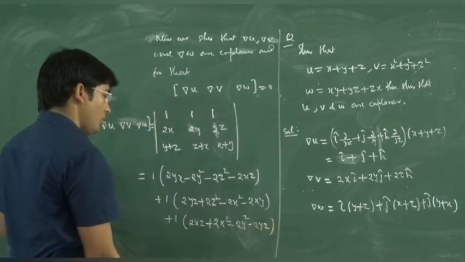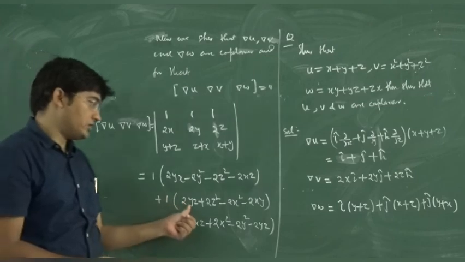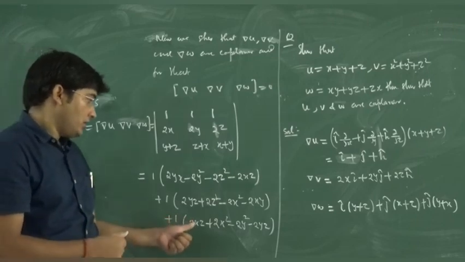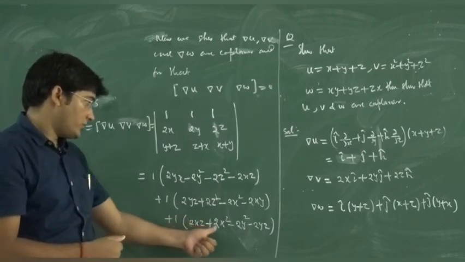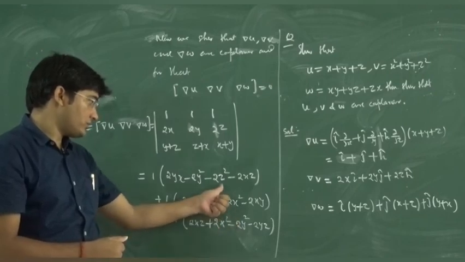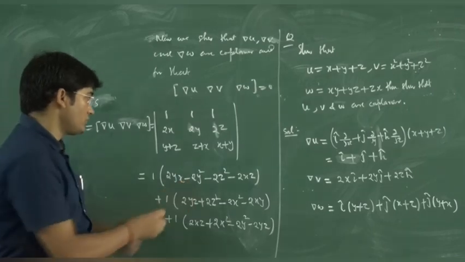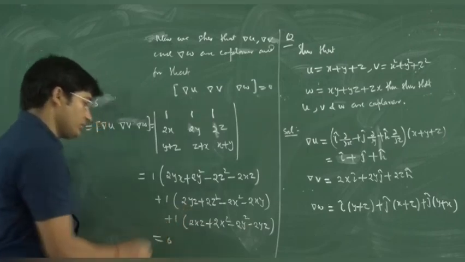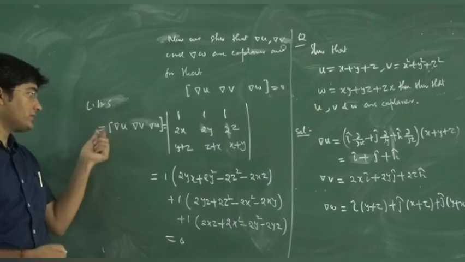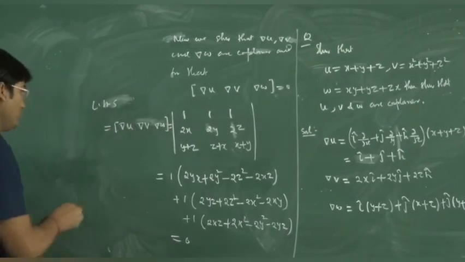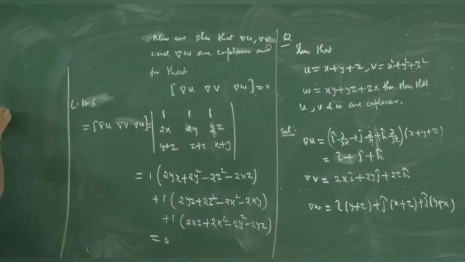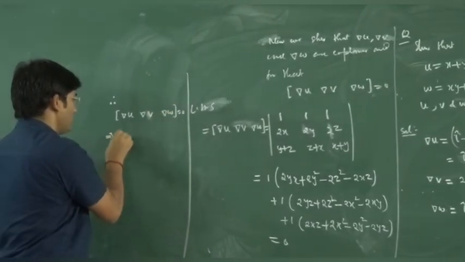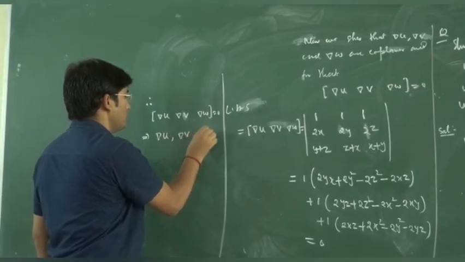And you can see that all the terms cancel with each other. So we can say that these vectors are coplanar. So this 2x square is cancelled with this 2x square, 2z square is cancelled with this 2z square. Now here we have made a mistake. This is plus 2y square, this 2y square is cancelled with this one, and minus 2yz is cancelled with this one. So this is equal to 0. That means from here we can see that the scalar triple product of grad u, grad v and grad w is equal to 0. So therefore grad u, grad v and grad w are coplanar.